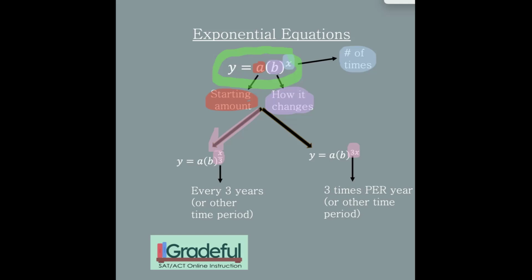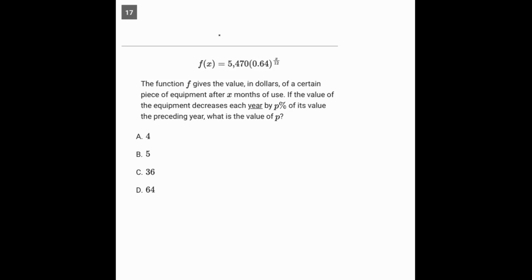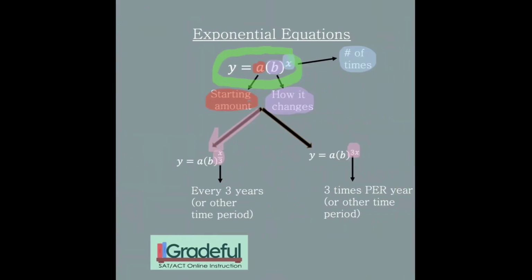So let's go ahead and apply that idea in this question. Here we have a starting amount. It's changing by some percent. We'll talk about that in a second. But x over 12, well, if x is the number of months, then that means it's happening every 12 months. So we have a change that's happening every 12 months. And let's talk about what kind of change now.